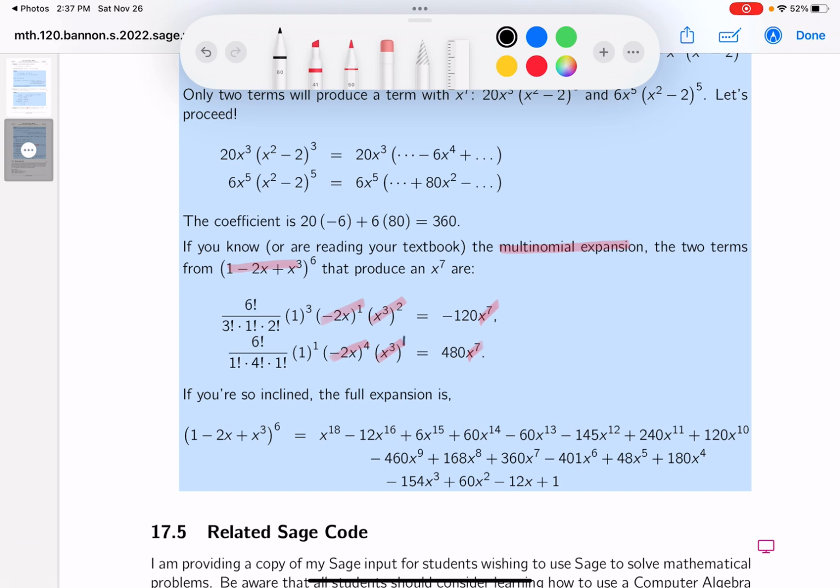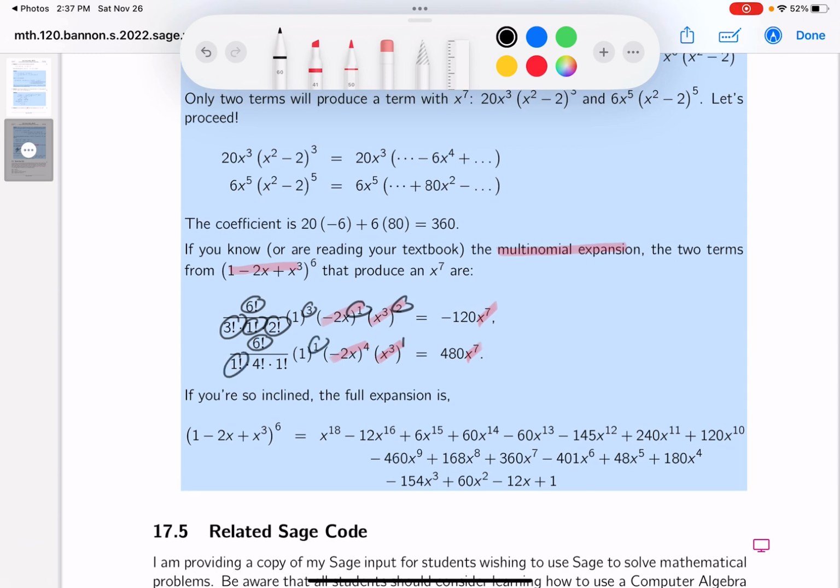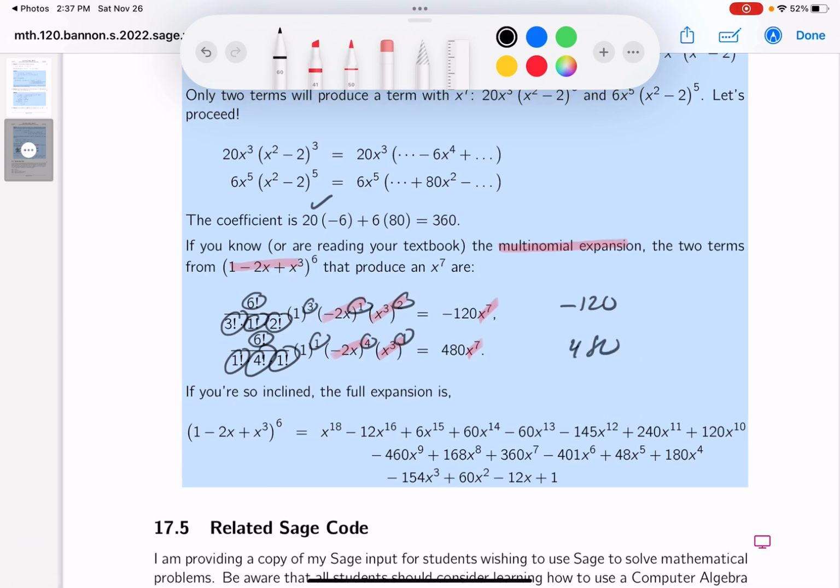All right. So the multinomial expansion is really not bad. It almost looks like the binomial expansion, except the divisors are different. So, 6 factorial over 3 factorial, 1 factorial, 2 factorial. Let's see, 6 factorial over 1 factorial, 4 factorial, and 1 factorial. And if you compute those numbers, what are you going to get? Minus 120, no surprise there. And the other one's going to be 480, and no surprise there. It's that number over there. We're getting both of those numbers. When you have them together, what do you get? You get 360. All right?